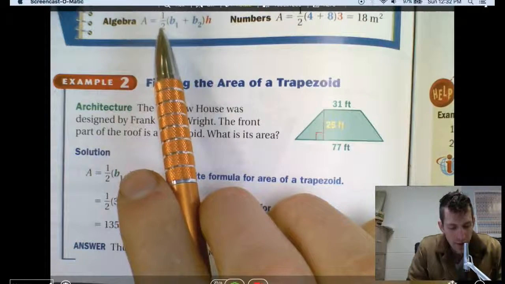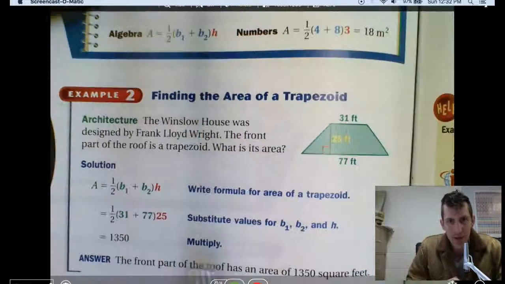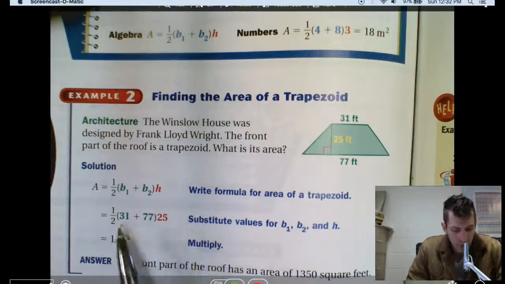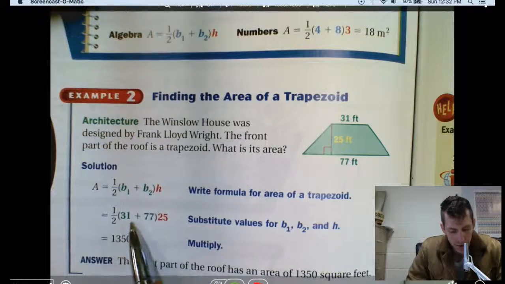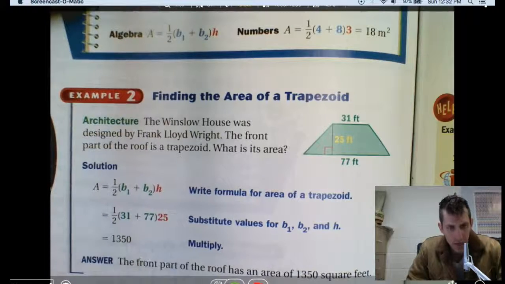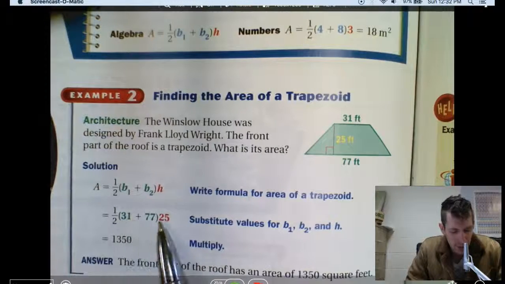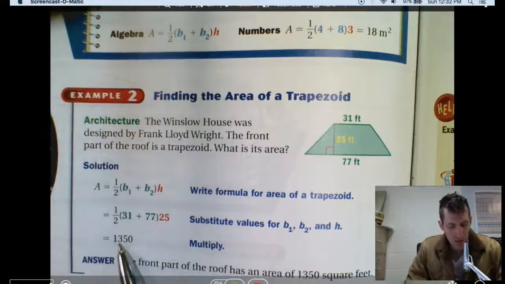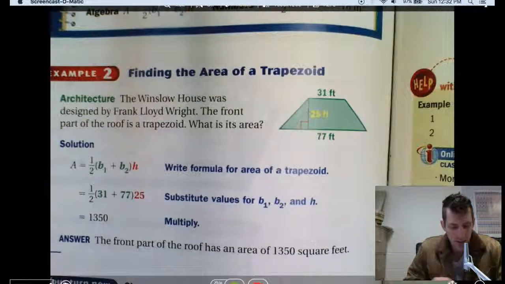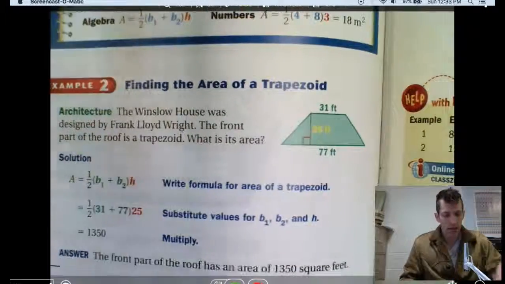That would be 1/2 times 108 times the height. If they're all times, it does not matter which order you do it in. So they do 31 plus 77, so that's 108. Let's do 1/2 of 108, because I can do that in my head. 1/2 times 108 is just 108 divided by 2, and that is 54. Then you've got 54 times the height, which is 25. Boom! 1,350. Oh, but we need to put the correct units. The front part of the roof has an area of 1,350 square feet. All right, cool.